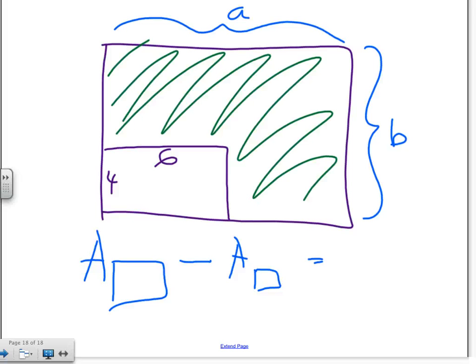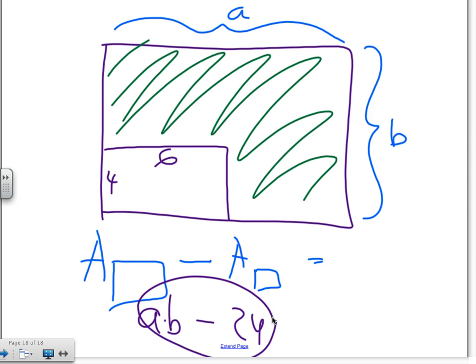Can you do that? How do you find the area of the big rectangle? Which is? A and B. A and B. How do you write that? A times B, right? What about the area of the small one? 4 times 6. Which is? 24. Okay.